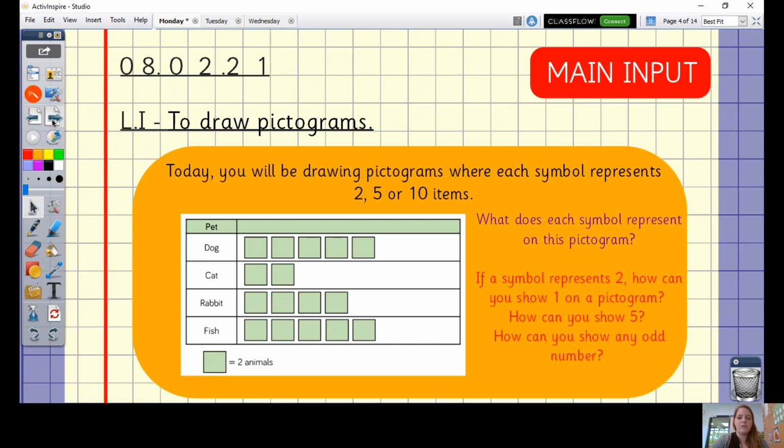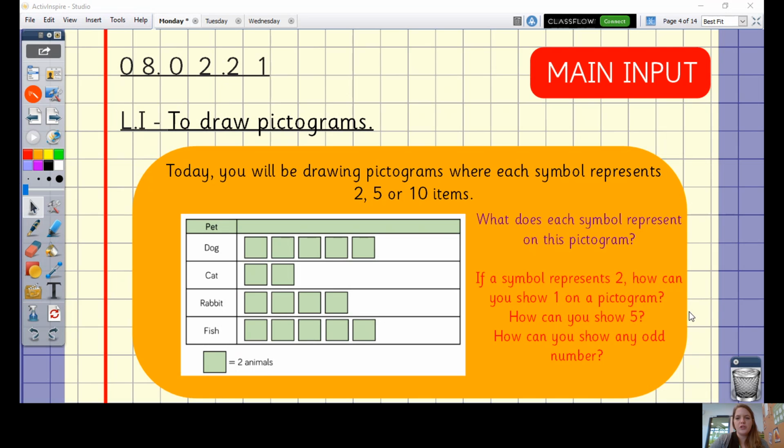If we have a look at this pictogram on the screen now, see if you can find the key. Look at the key, and what does that tell you about the symbol? What does each symbol represent on this pictogram? How many animals does each symbol represent? Okay, if we look really closely down at the bottom there, we can see the symbol, which is a square, and it says 1 square equals 2 animals. So each square represents 2 animals.